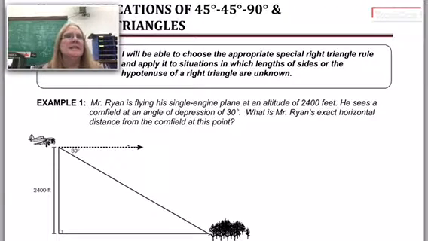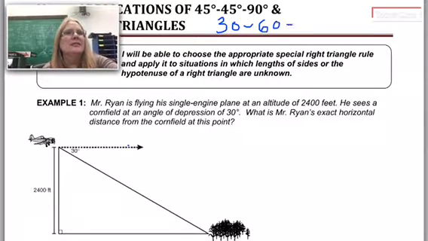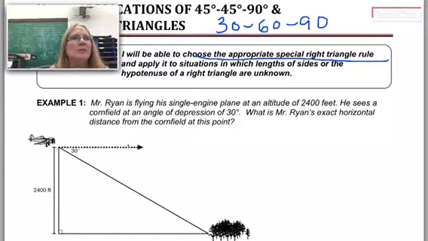The name of this lesson is Applications of 45, 45, 90 and 30, 60, 90 triangles. You want to be able to choose the appropriate special right triangle rule and apply it in situations when we have an unknown. And so these are going to be word problems, okay? So the first one says, Mr. Ryan is flying his single engine plane at an altitude of 2,400 feet.